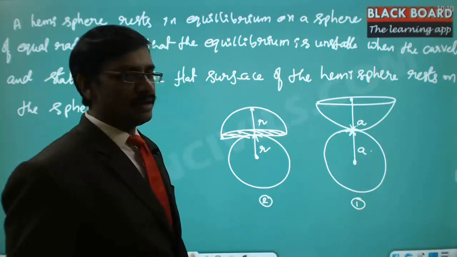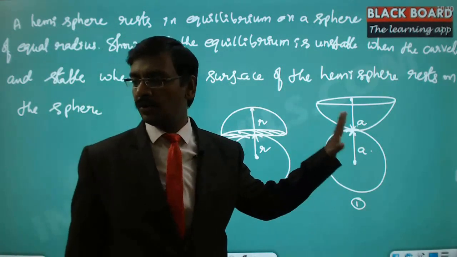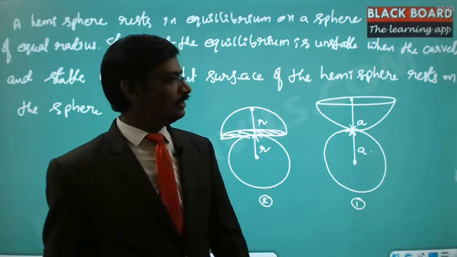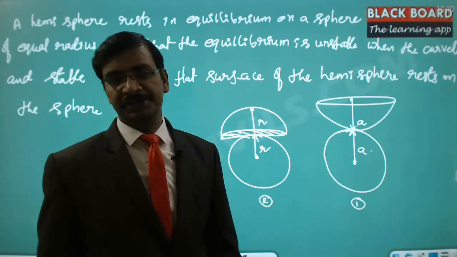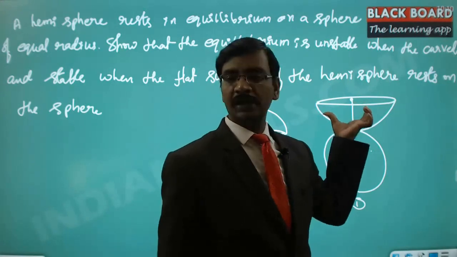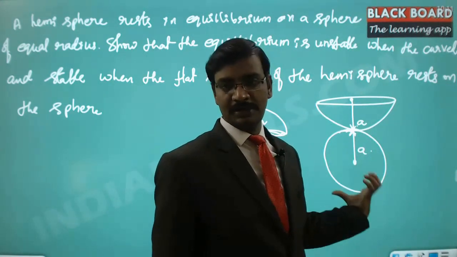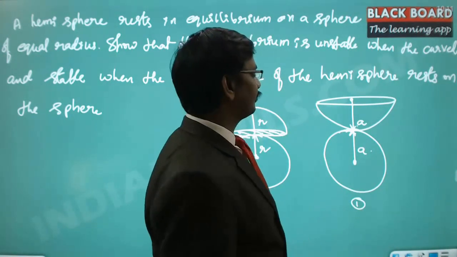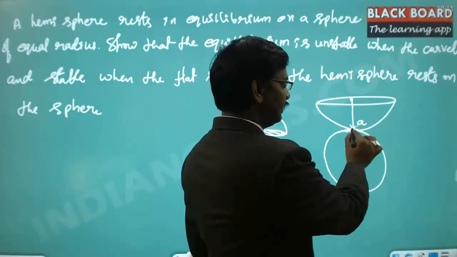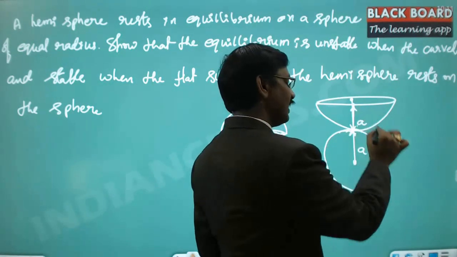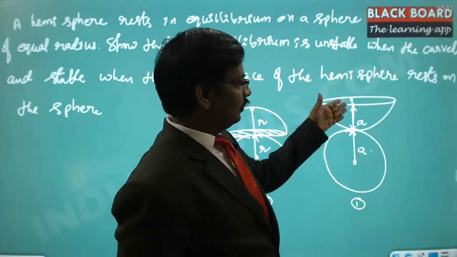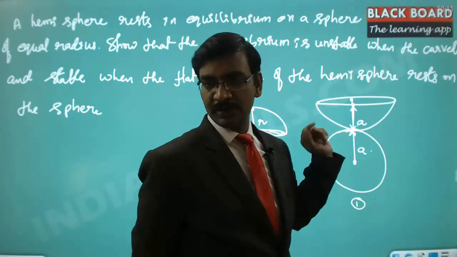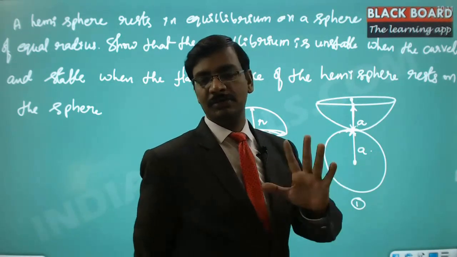Now we have to identify. Initially this is how the scenario is, which essentially means that this is under equilibrium condition. If you take this body, the weight is acting downwards from the center of gravity, and there is a normal reaction here which will be acting in the upward direction. Now these two will be balanced out at this particular surface and this body is under equilibrium condition.